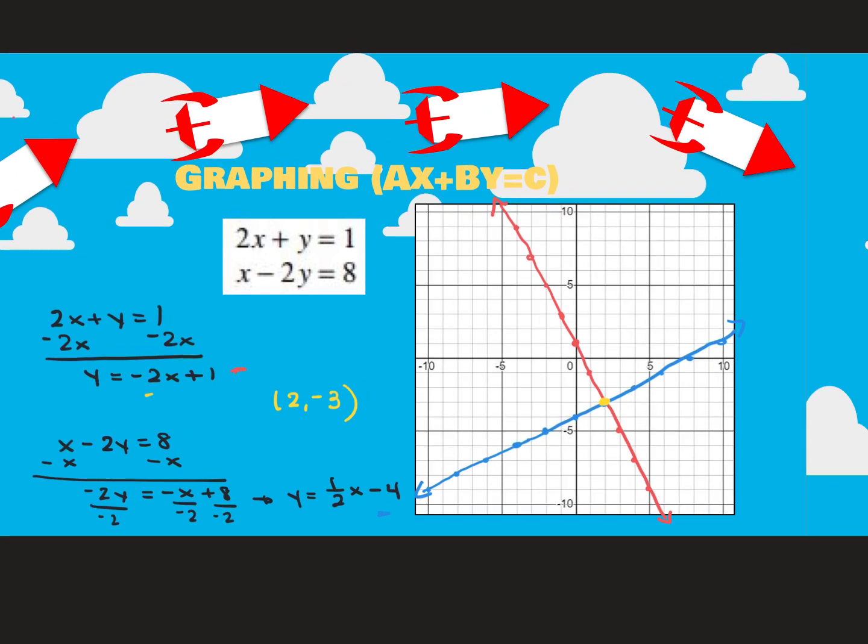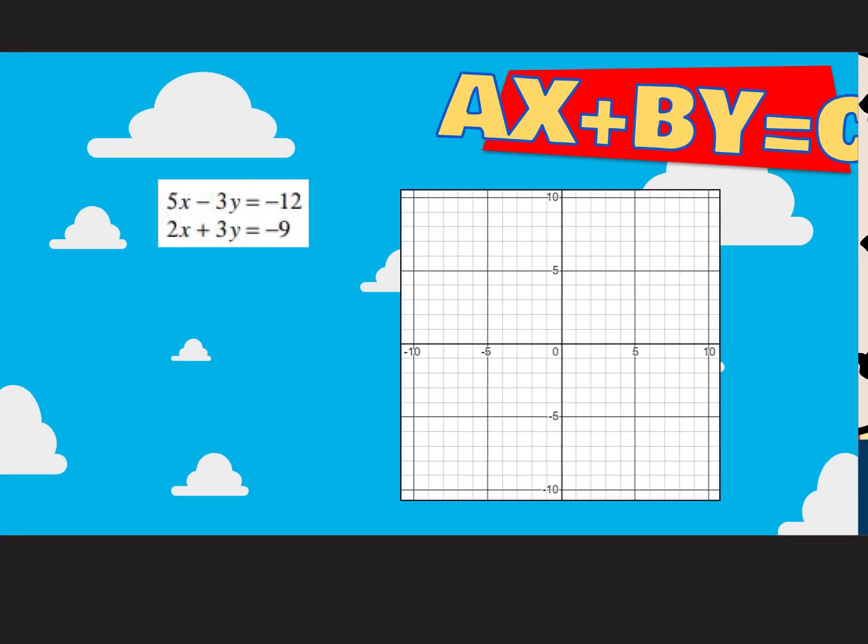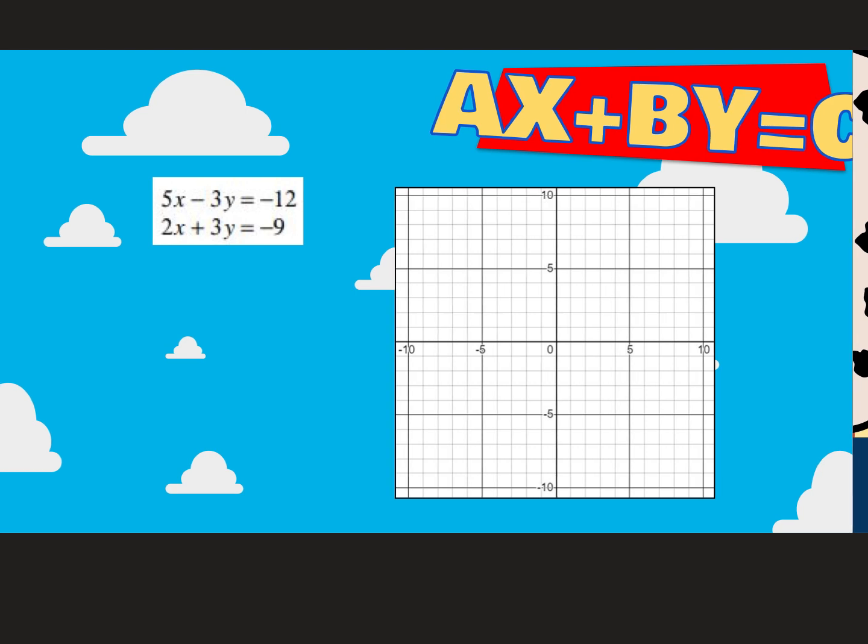All right. Similar to the last example, I want you to do the exact same thing. I want you to put it in slope-intercept form, graph your equation, and tell me what the solution is. So let's go ahead and do this just like we did in the previous one. I have 5x minus 3y is equal to -12. Going to subtract 5x from both sides. -3y is equal to -5x minus 12. Divide both sides by -3. y is equal to 5 over 3x plus 4.